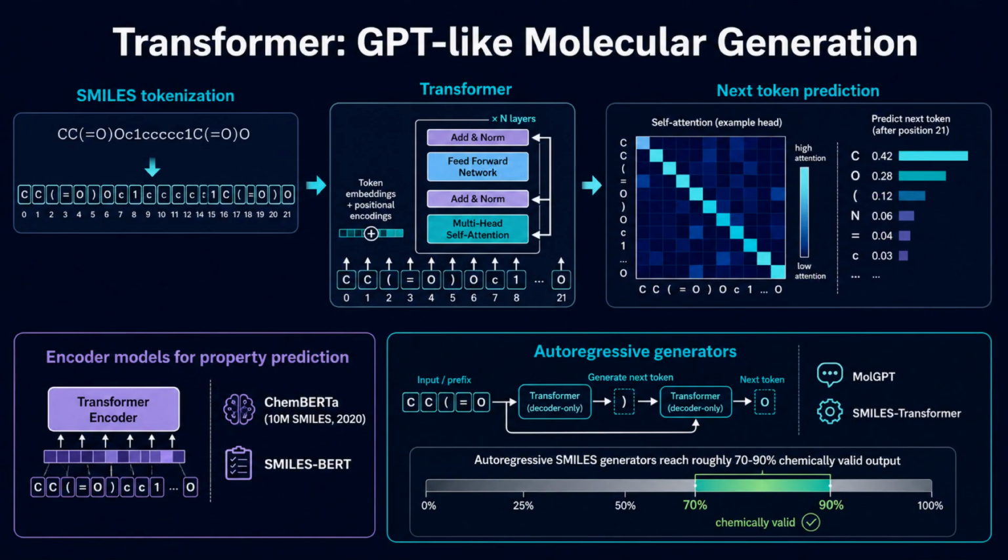Transformer models treat SMILES like natural language, using attention mechanisms to capture context and large-scale pre-training on millions of molecules. The architecture tokenizes SMILES strings, processes through transformer encoder-decoder, and predicts the next token. ChemBERTa, pre-trained on 10 million SMILES, is an encoder. You fine-tune it for property prediction, and it reaches good accuracy from as few as 100 labeled samples. Generation is a different family: autoregressive transformers, such as MolGPT, and those reach roughly 70 to 90% chemically valid output.